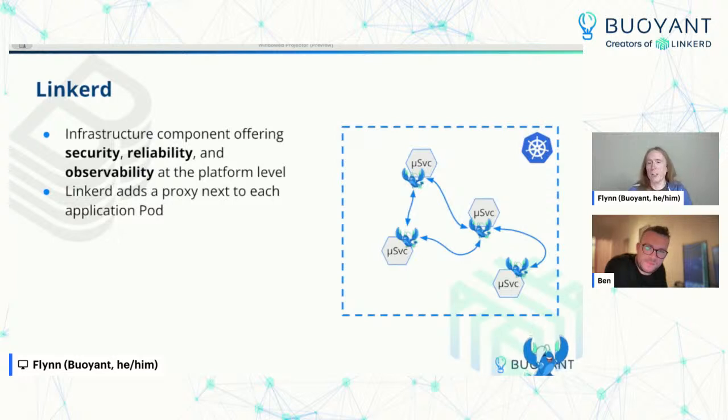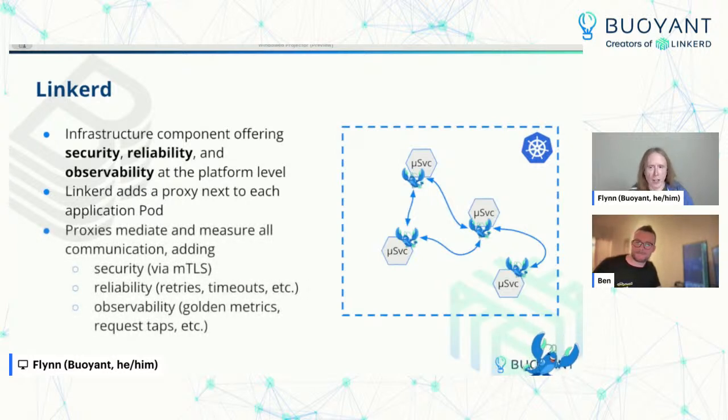Linkerd takes over the communications by sticking a little proxy next to each of your application pods and then routing all the network communications through that proxy, which means that proxy can then mediate and measure all of the communications. So we add security via mTLS. We can add reliability with things like retries and timeouts. We can add observability by keeping track of your success rate and your traffic rate and latency and all this kind of stuff. We can also tap requests, so we can show you request headers in detail.